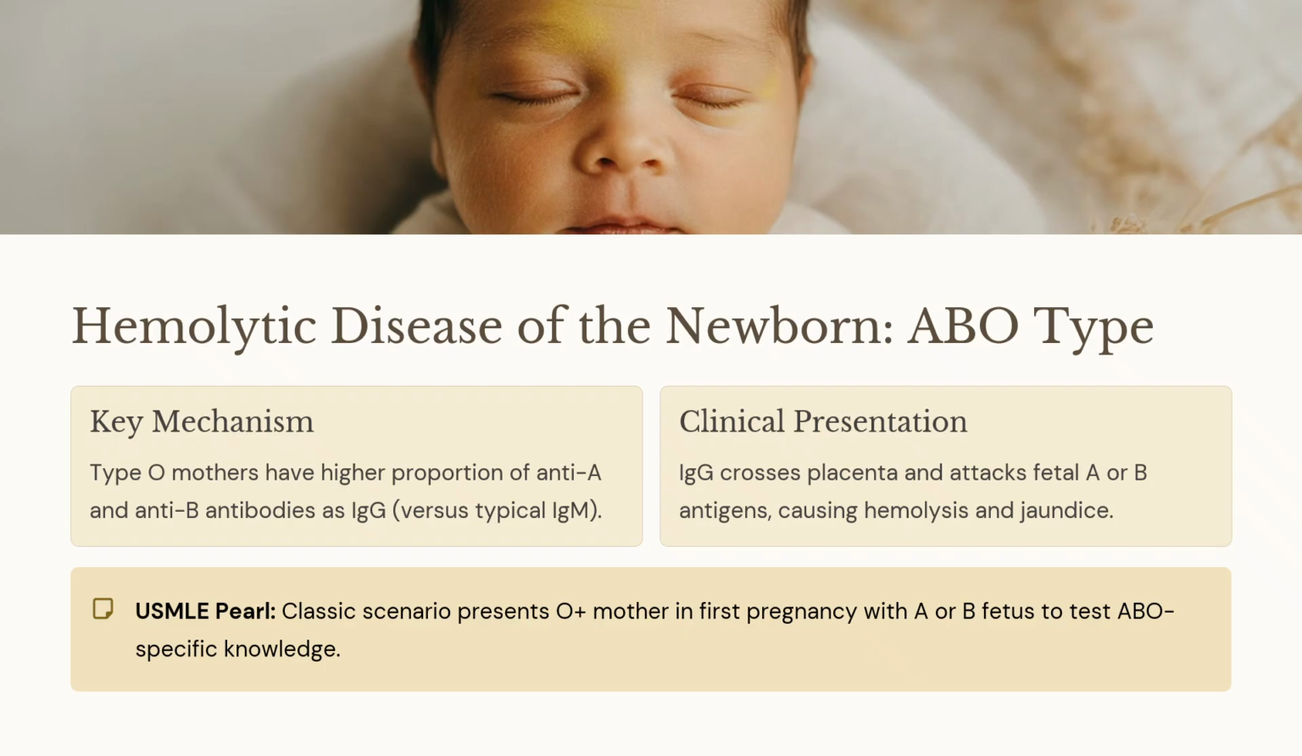So the classic scenario will look like the mother with the type O blood group, fetus with the type A or B blood group, and the outcome is ABO hemolytic disease of the newborn, which can occur immediately in the first pregnancy. This distinction, that is the ABO incompatibility can affect the first pregnancy, whereas Rh incompatibility affects the later pregnancies, is a high yield point you should remember for exams.